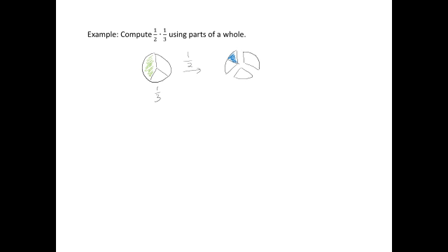here and here. However, all the pieces are not the same size, and that's not just because I've drawn them poorly. Each of these, in order to be the same size, needs to be cut in half. So now the question is, how much of a whole circle is shaded in? There are 1, 2, 3, 4, 5, 6 parts of the circle, and one of them is shaded in. So 1/2 times 1/3 is 1/6.